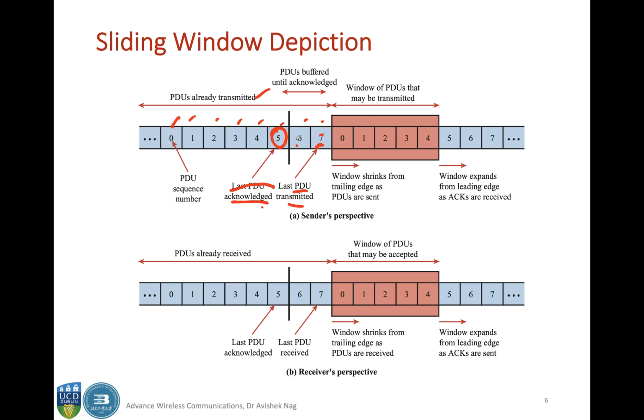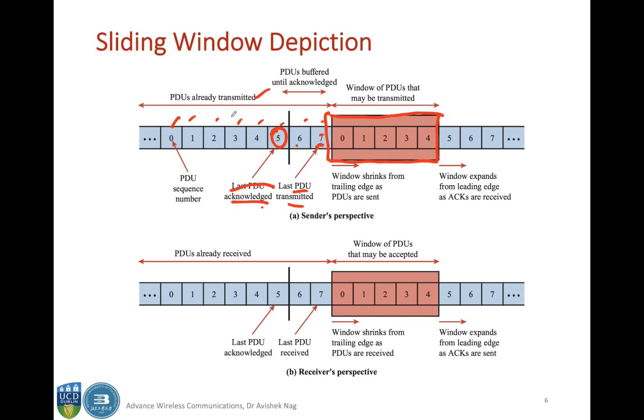In that case, your transmitter maintains a window that can be transmitted whose length is 5. Since 5 is the sequence number of the last PDU acknowledged, your window size is 5.